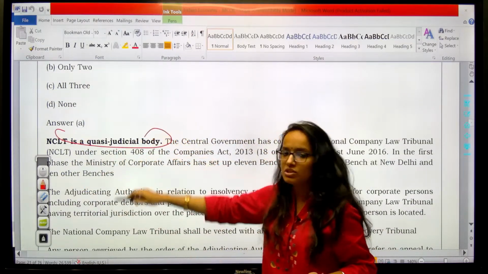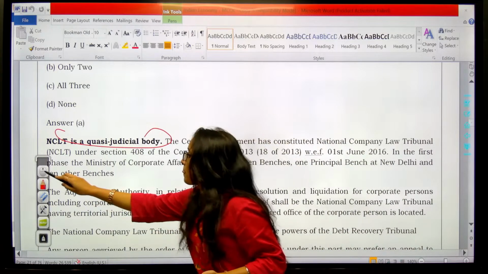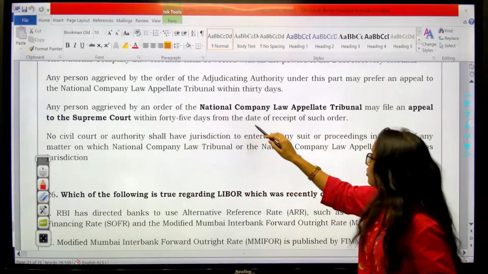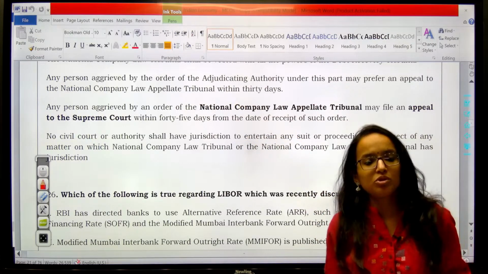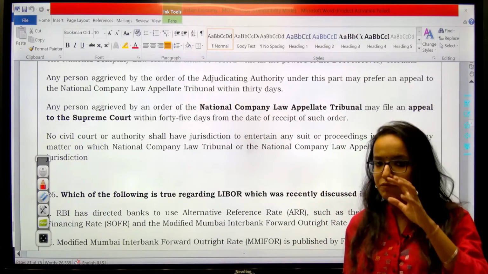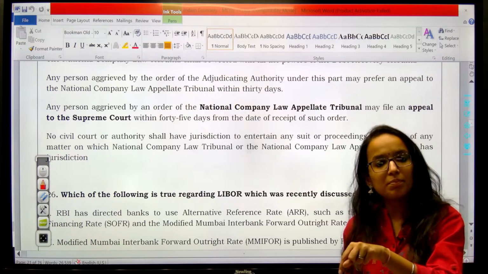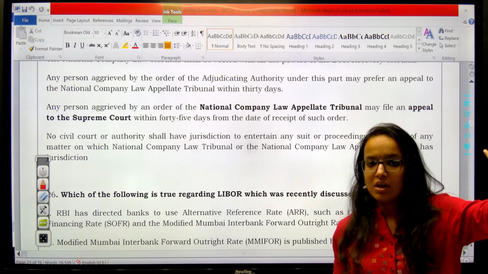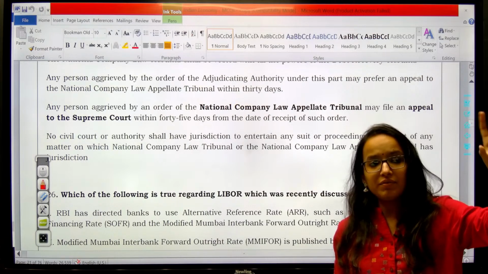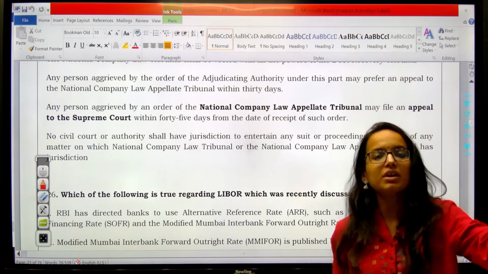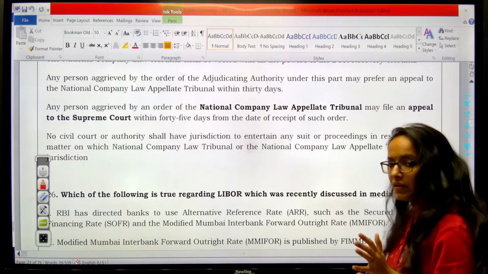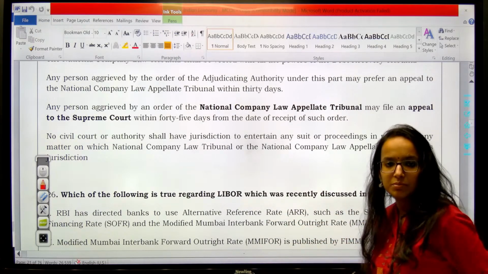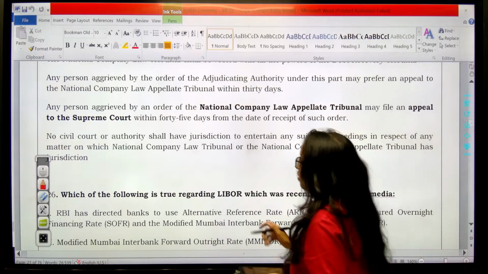NCLT is a quasi-judicial body, as I told you. Okay. Only one statement is correct. And any aggrieved person by an order of National Company Law Appellate Tribunal can go directly to the Supreme Court. If you are not satisfied with the judgment of National Company Law Tribunal, you have National Company Appellate Tribunal to go to. Even if you are not satisfied with the judgment of Appellate Tribunal, then you can go to the Supreme Court, right? So first you have appellate tribunals to go and appeal against the judgment. So this was your question.